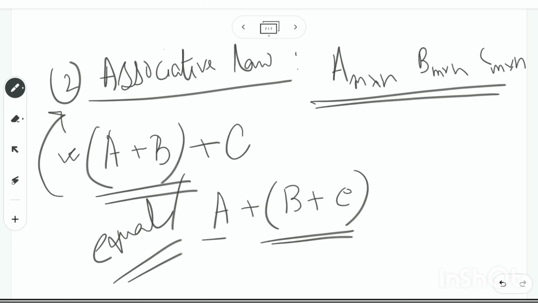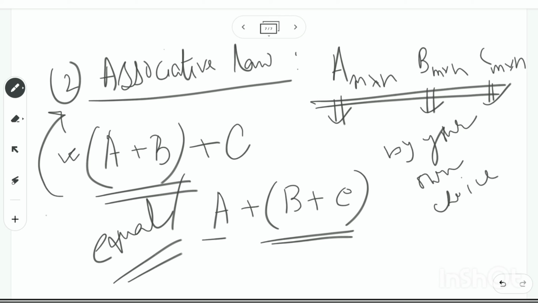There's a little task for you. Just take three matrices of your own choice and get the result. Add them in the two different ways and you can see that the results are the same. So this is the associative law.